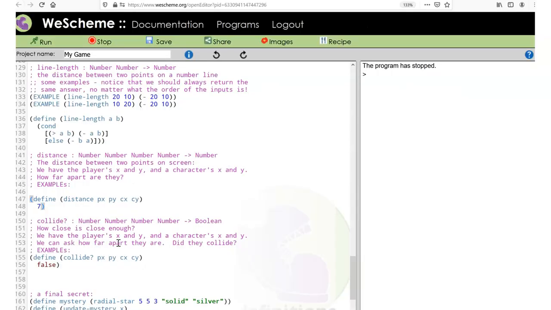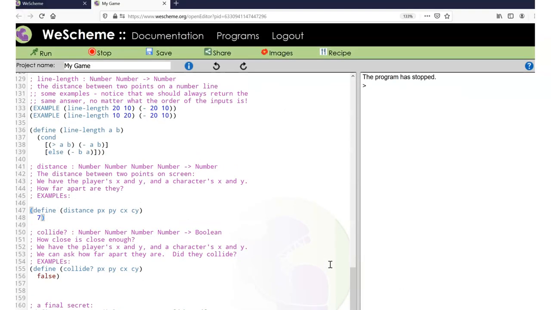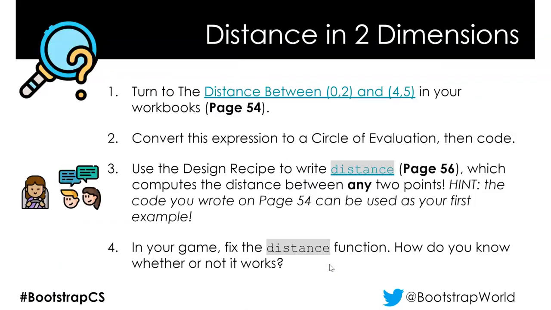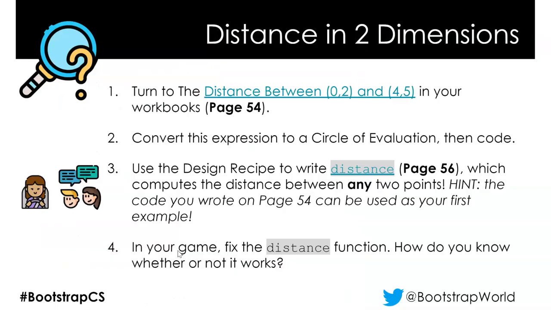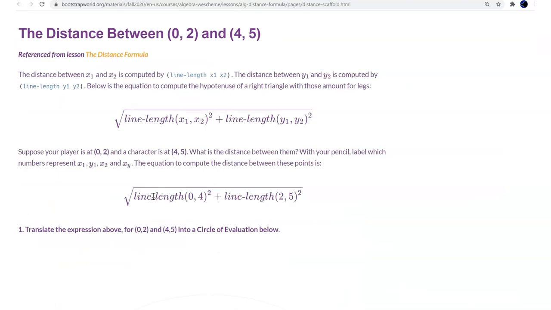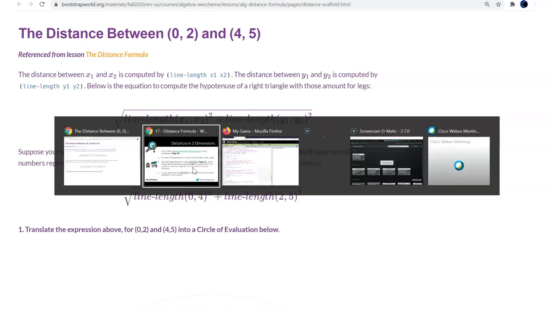Okay, because your homework will be talking about collision. But let's go ahead and do this distance formula. So we want to turn your circles of evaluation into a formula. And I'm going to do it with these examples of 0, 2, and 4, 5.